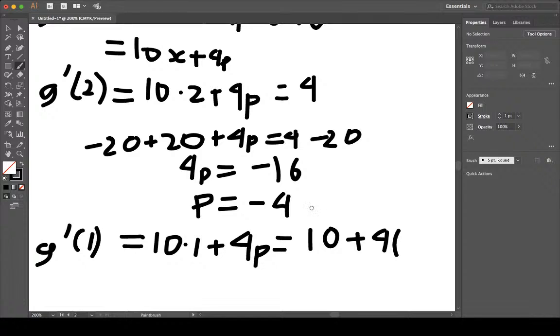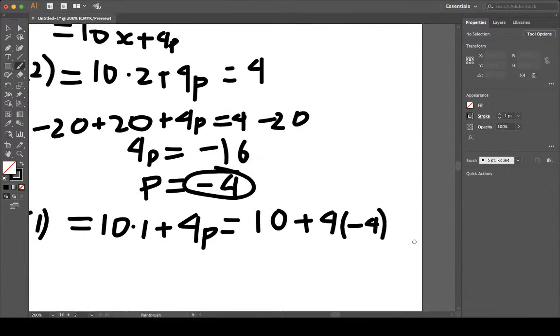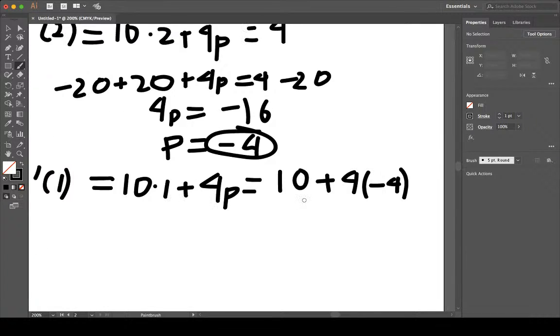p here is actually negative 4. You can see here, this negative 4 can be placed at the front side here. And then from here, so p would equal to, no, sorry. So g prime of 1 would be 10 minus 16, which is equal to negative 6, which is our answer. So you have found out what this derivative is.